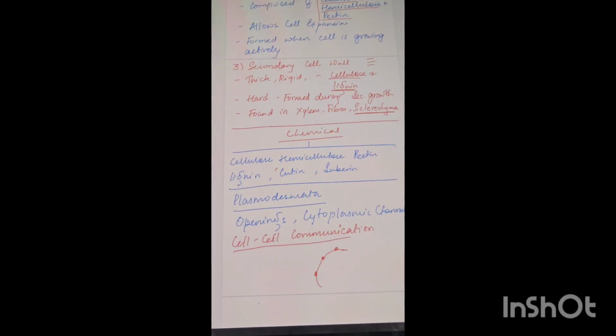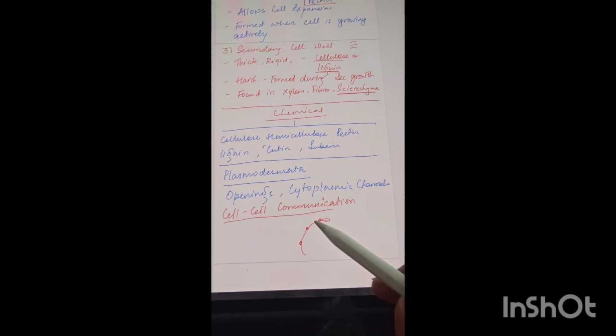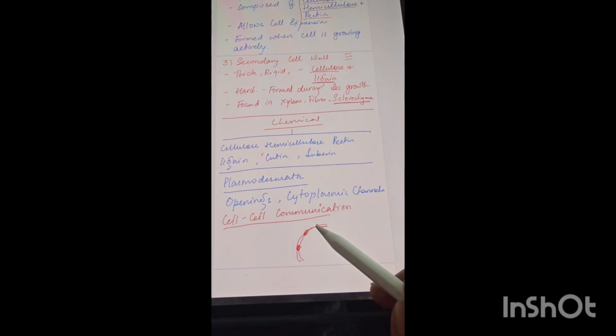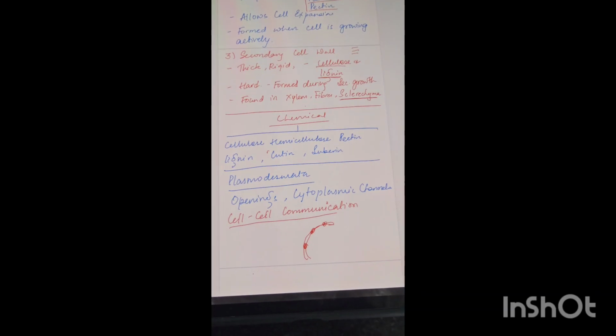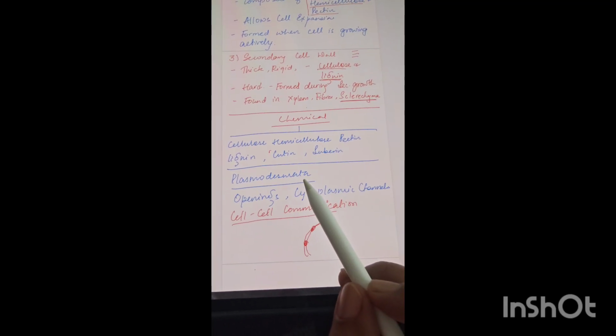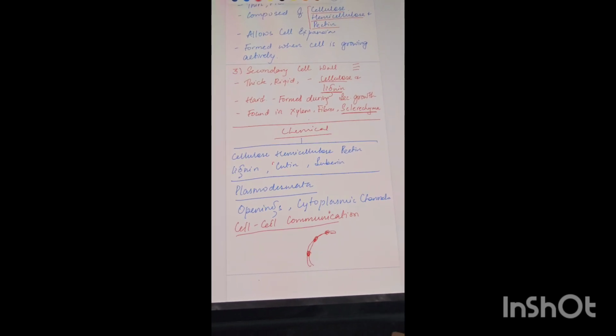Next is the plasmodesmata. On the cell wall there are certain openings which help in the communication between the different cells, and those openings are nothing but called the plasmodesmata. For cell to cell communication, these plasmodesmata are present.